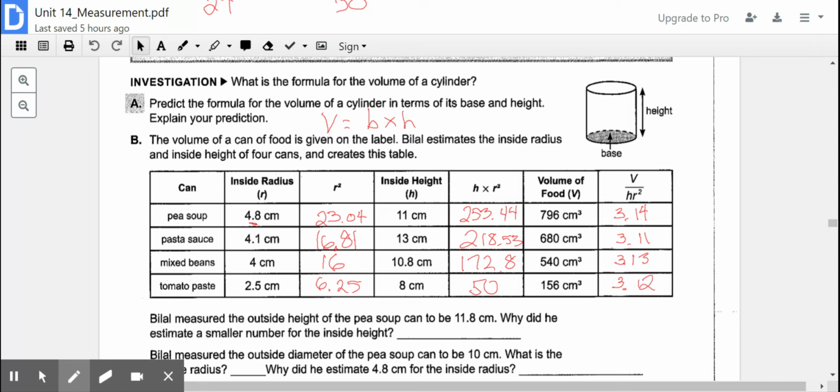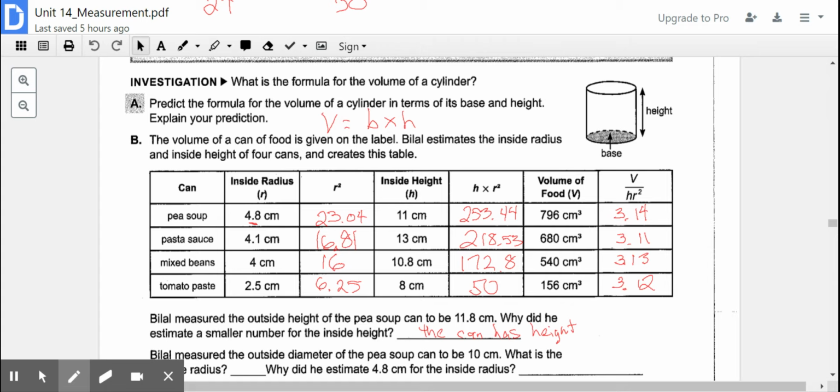Now, it says Bilal measured the outside height of this pea soup can to be 11.8. Why did he estimate a smaller number for the inside height? So why would the inside height of the can be smaller than the outside height of the can? Well, I'm guessing because the can itself takes up some of the space, right? So the space or the volume that the shape takes up is going to be the amount that's in the can plus the can around it. So the capacity of the can is going to be slightly shorter than the height of the can.